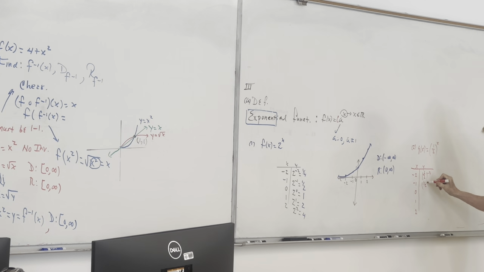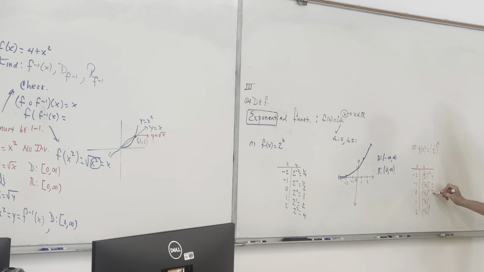And we'll come back to all these. 1/2 raised to a 0. 1/2 raised to the first. And 1/2 squared. Now let's go back and see what these answers are.